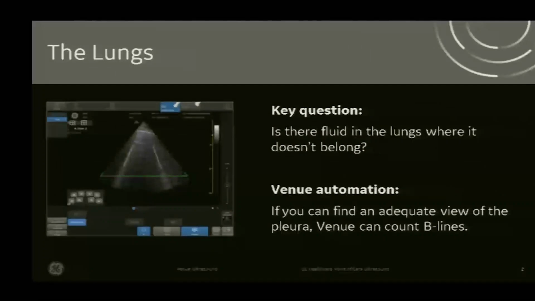We have two key tools that are related to the lung on Venue. The first one is the Auto B-lines tool, and here it's answering the key question: is there fluid in the lungs where it doesn't belong? And we have an automation, which is the Auto B-lines. So we'll talk a little bit about that and what B-lines are, parameters that affect the quality of the B-lines, and how the tool works.